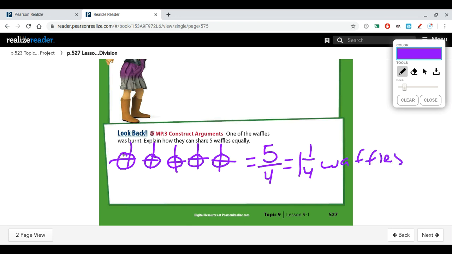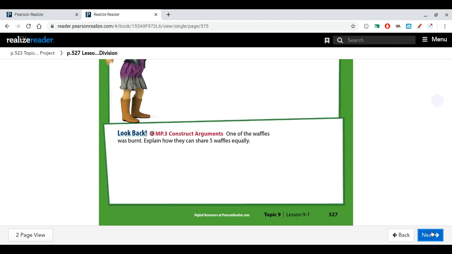So again, I divide my 5 waffles into 4 pieces, and then I count each one of my fourths: 1, 2, 3, 4, 5. I get 5/4, which equals 1 1/4.